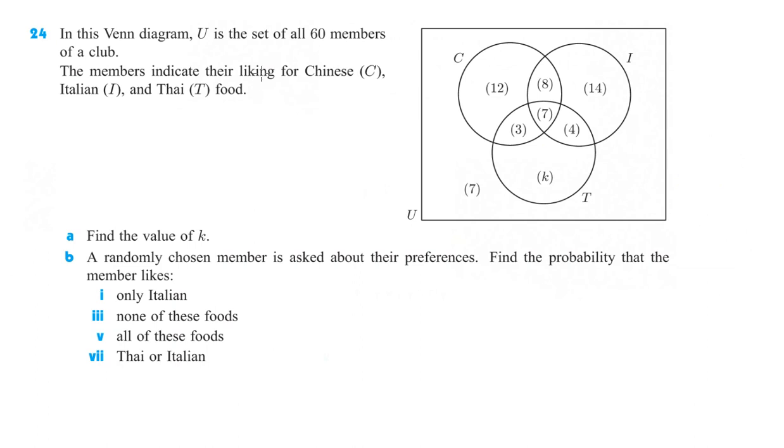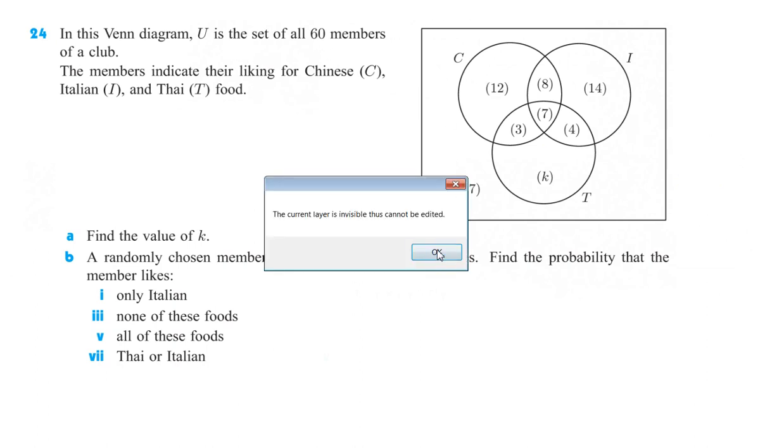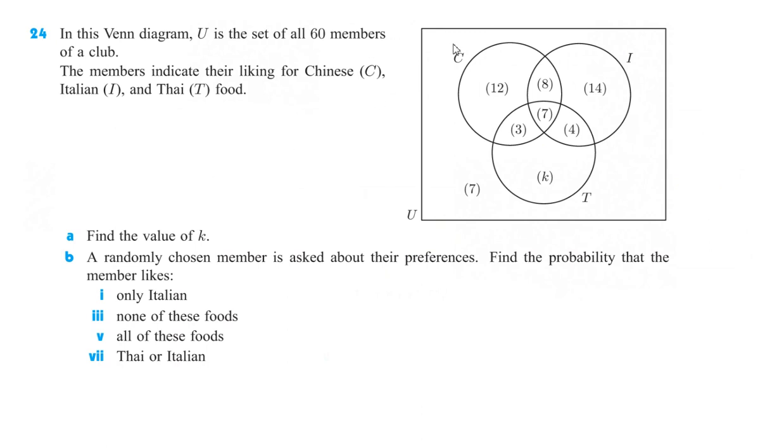In this Venn diagram, U is the set of all 60 members. So we've got 60 total members in here of a club. The members indicate their liking for Chinese, Italian, and Thai. Chinese, Italian, and Thai. Okay. Find the value of K.